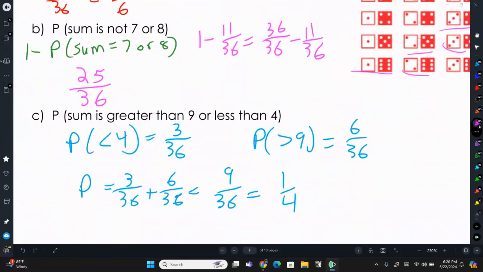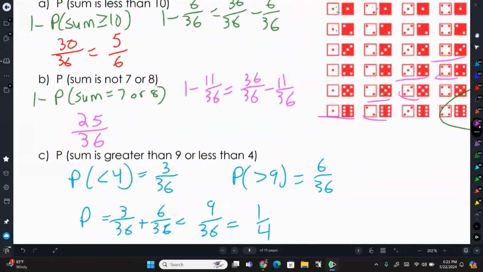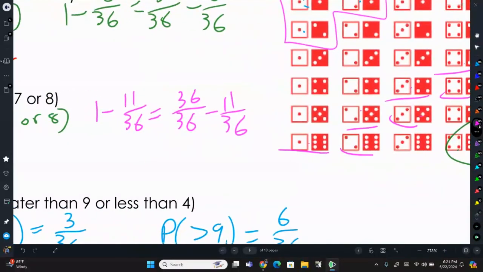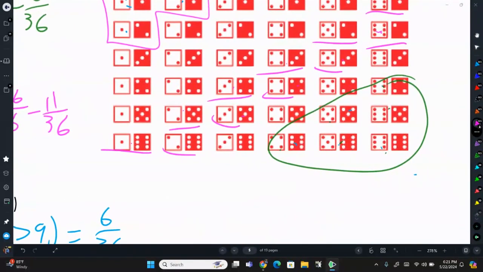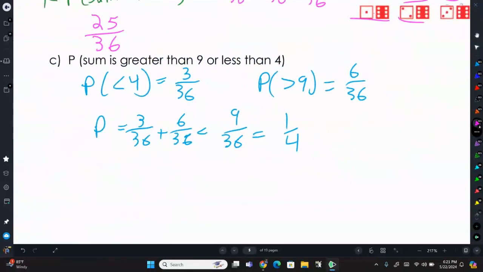And then for letter C, the sum is greater than 9 or less than 4. Well, for this one, it was just easier for me to count these events separately. If the sum is less than 4, it's only these three. And then it says greater than 9, so 10 or more. Well, we already have those circled here in green. So I just added those two probabilities up, and there's no overlap with those events, so we didn't have to subtract anything. And then we can reduce that to get 1/4.